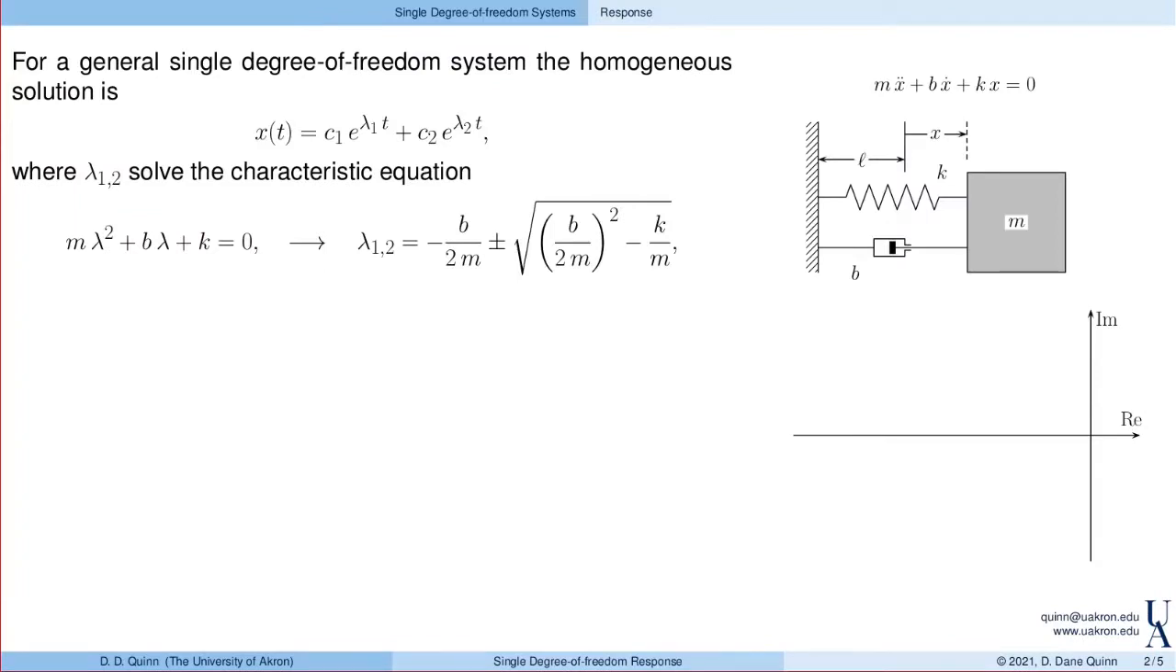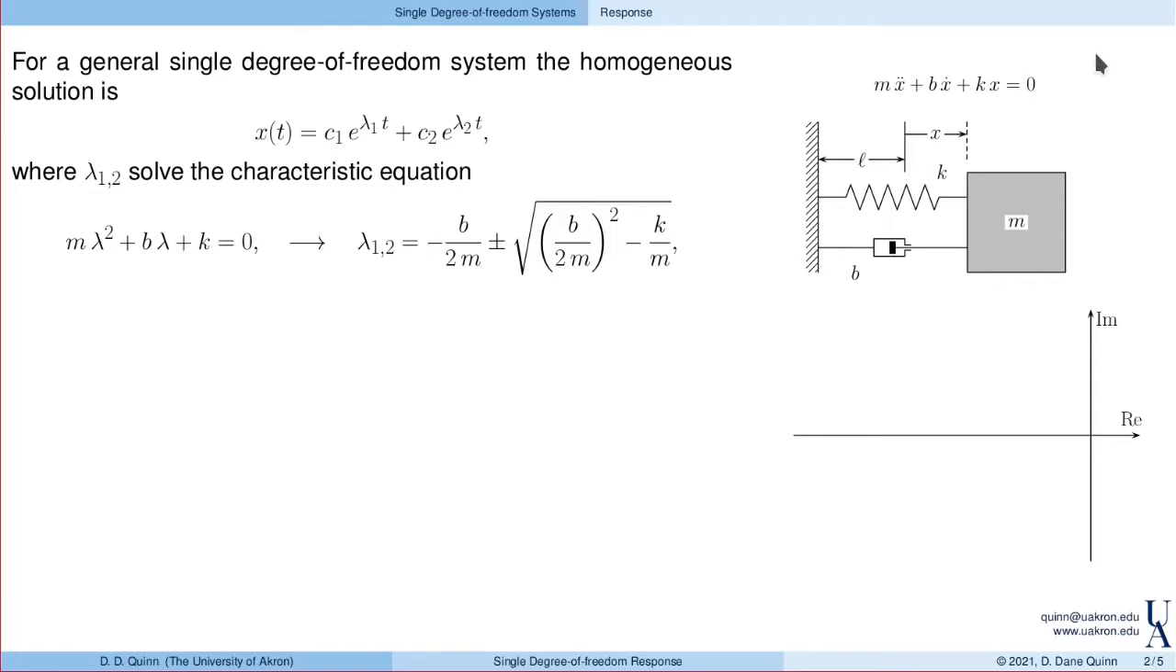The classic example of a single degree of freedom system is shown here on the right. It's a spring mass damper system. We have a mass, or a block of mass M. We have a spring of stretch length L and stiffness K. We have a damper, damping coefficient B. And when we choose to measure the response of the system from the unstretched position of the spring, the equation of motion is given here as m x double dot plus b x dot plus k x equals 0.